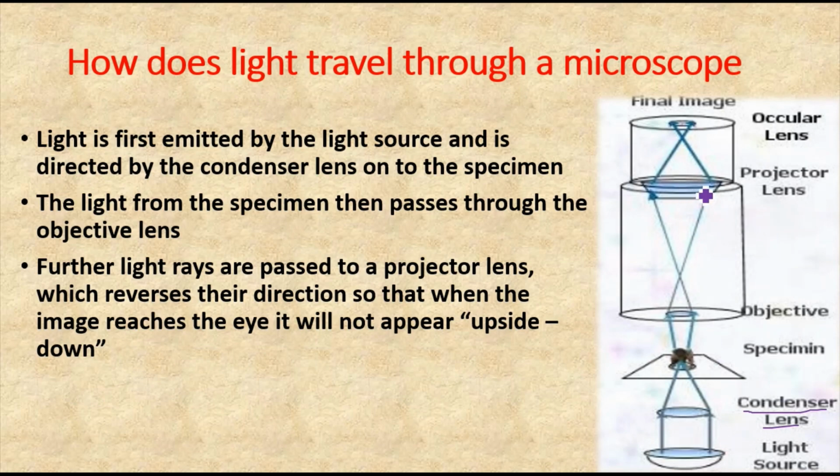So this is the basic idea of how light travels through a microscope. In detail, we will discuss in the different types of microscopes how the light ray passes, and we will also discuss the magnification and the resolving power in another video about the complete principle or mechanism of a light microscope.